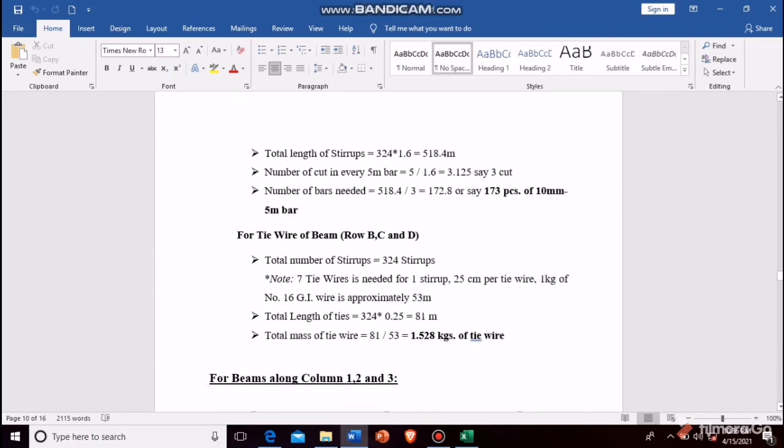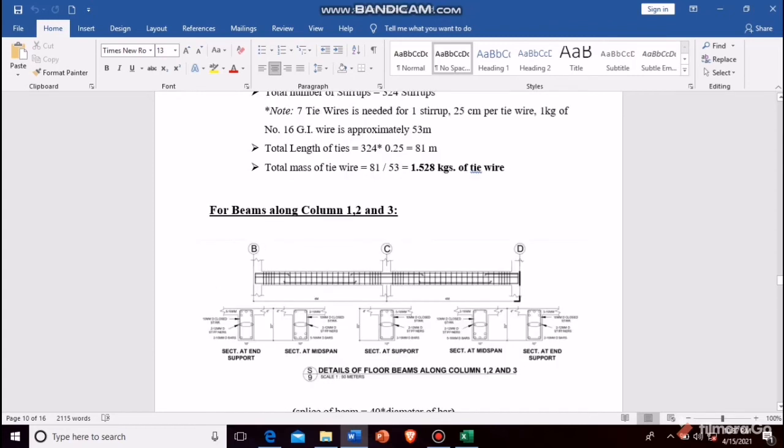For tie wire of beam row B, C, and D, total number of stirrups is 324. Then the total length of ties is 324 times 0.25, that is 81 meter. Then the total mass is 81 over 53, and that is 1.528 kilograms of tie wire. Then for the next beam, the beams along column 1, 2, and 3.